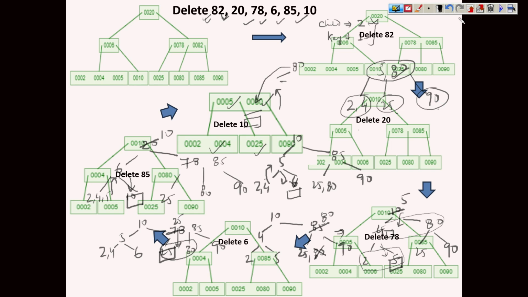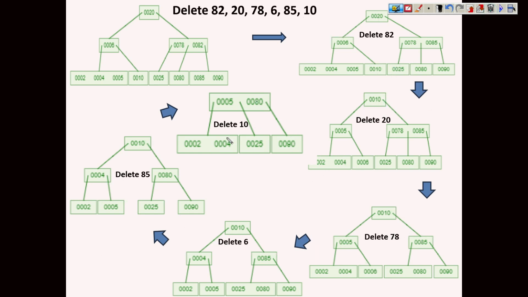Okay, let me show you in a cleaner form. I have just deleted all the things. So you can see here, this is what was given to us, and then we delete 82. Look at the arrow, this is the first step, and then we delete 20, 78, and finally this is the tree that we get after deleting all the keys which are mentioned here. So I think this is okay for you.